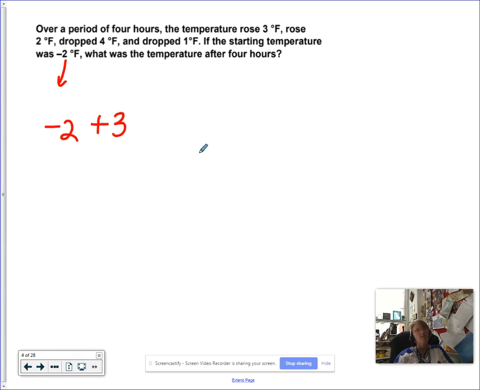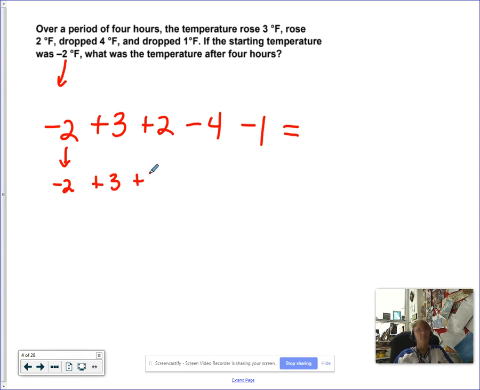That means add 3. It rose another 2, plus 2. It dropped 4 degrees, so I'm going to go down, or subtract, and then it dropped 1 more. So now, where are we at? What's the temperature now? We need to solve this whole string of many steps of addition and subtraction. Now, me personally, here's what I like to think of first.